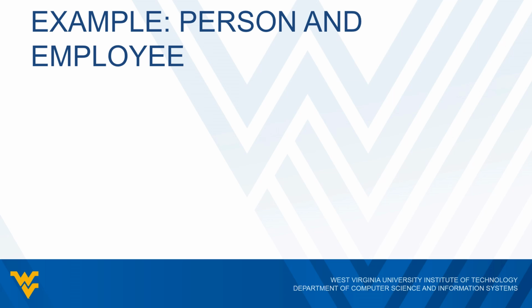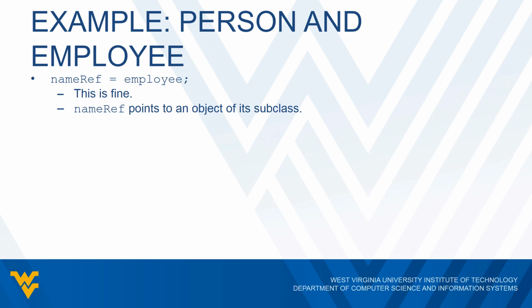Let's go back to the person and employee classes to show this issue. So remember, the employee is a subclass of the person class. Let's say we try to run a couple lines and see what would happen. Let's try this line, nameref equals employee. I think we did this in our earlier example. This line is perfectly fine. There are no issues here. And this is because nameref points to an object of its subclass. So in this case, even though nameref is of type person, we can have it point to an object of its subclass type. So in this case, we're having it point to an object of the employee class. That's my definition of polymorphism. We're okay with that.